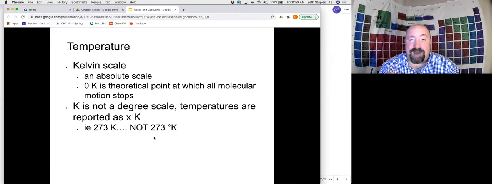This is actually a pet peeve of mine. If I hear you say degrees Kelvin, I will come to your house and I will slap you in your face. Legal disclaimer, I will not actually come to your house and slap you in your face. Can't do that. But it'll bug me. I don't like hearing degrees Kelvin because it's not a degree scale.